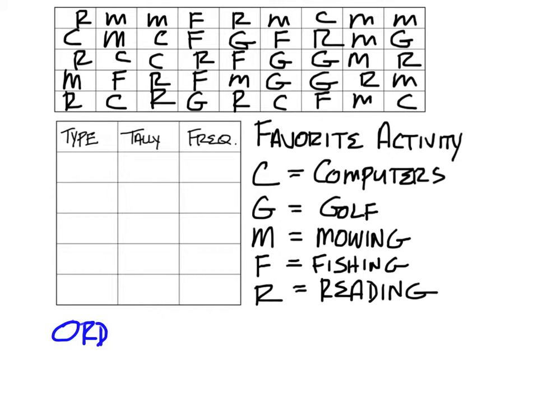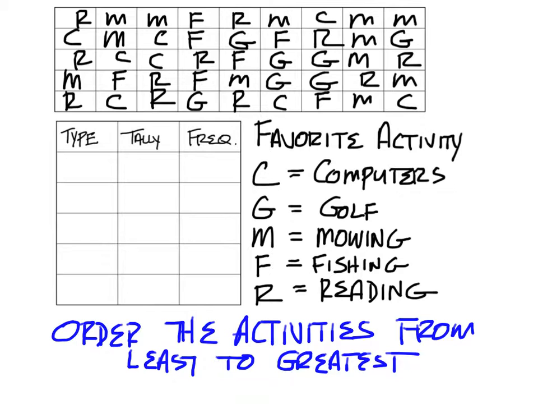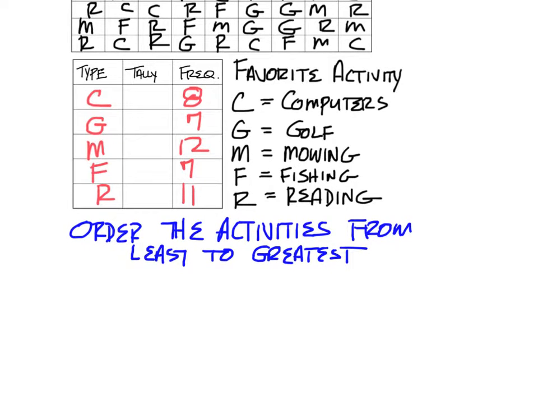Order the activities from least to greatest. How many computers? How many golf? How many mowing? And fishing? Reading? 11. Okay, so we have to put these in order from least to greatest.